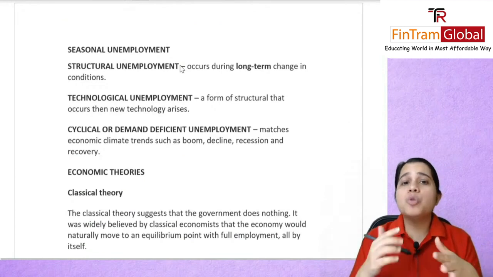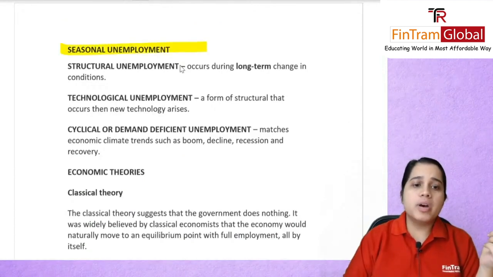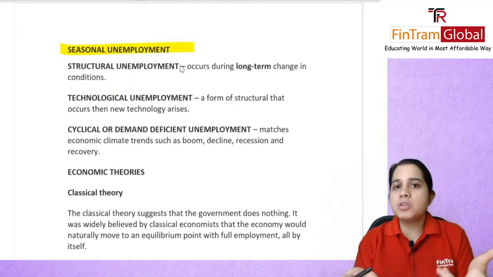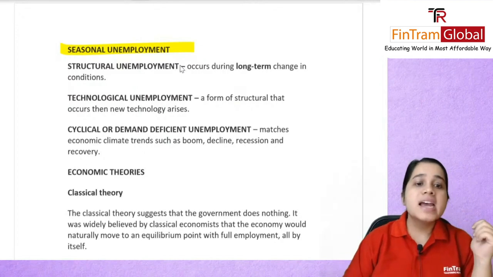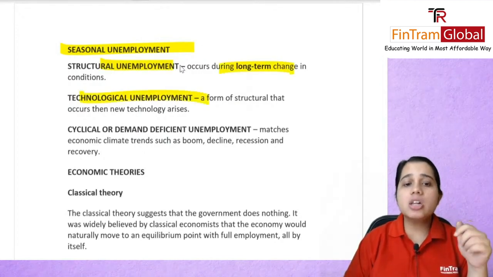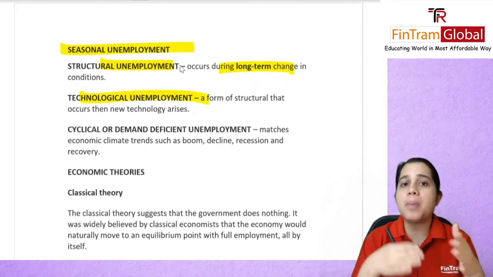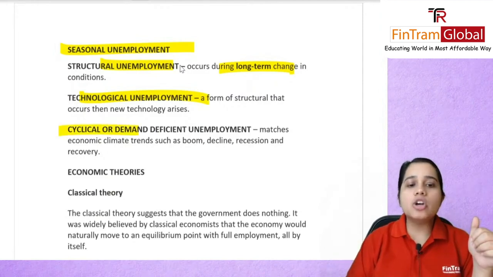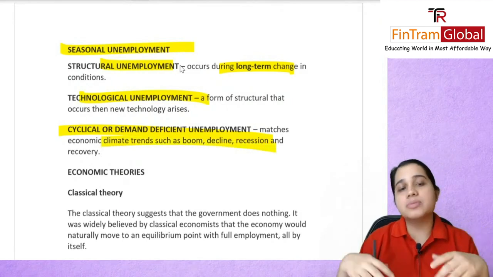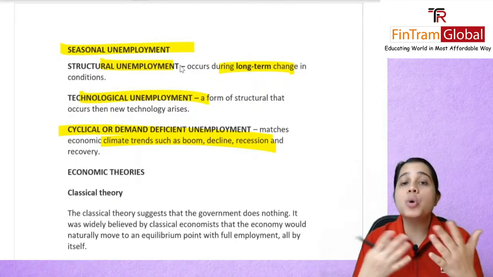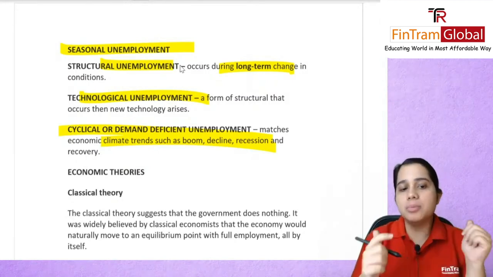You have your seasonal unemployment, depending upon a particular season. Like if, let's say, you sell woolen clothes, then obviously during summers you will not be employed. Structural unemployment occurs during long-term change in conditions. Your technological unemployment, sort of a part of structural, is when any new technology has arisen. Or you have your cyclical or demand deficient unemployment, which will match your economic climate trend: boom, decline, recession. So once there is a decline or recession, probably more people will be unemployed, so there will be cyclical unemployment.